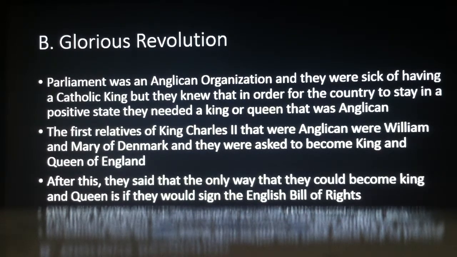The Glorious Revolution. Parliament was an Anglican organization, and they were sick of having a Catholic king, but they knew that in order for the country to stay in a positive state, they needed a king or queen that was Anglican. The first relatives of King Charles II that were Anglican were William and Mary of Denmark, and they were asked to become king and queen of England. After this, they said that the only way they could become king and queen is if they would sign the English Bill of Rights.